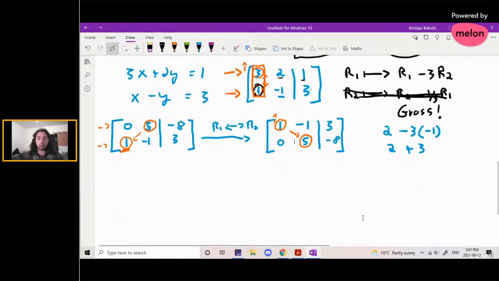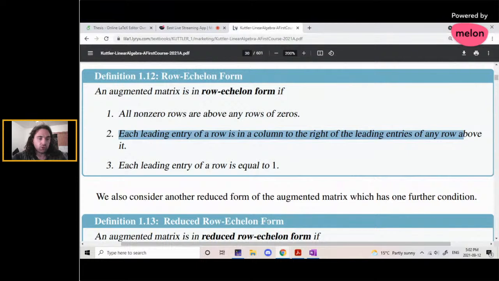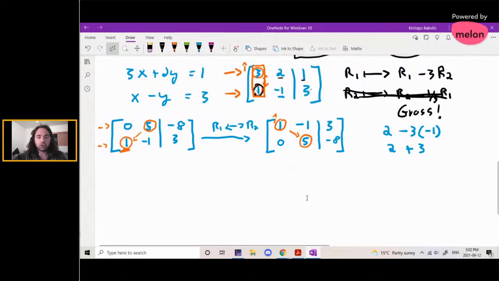And according to Meatloaf, 2 out of 3 ain't bad, but if we want row echelon form, we've got to do the full thing. Each leading entry of a row is equal to 1. That's a condition we're missing right now. So if we go back and check that out, well, it's true of our first row, right?